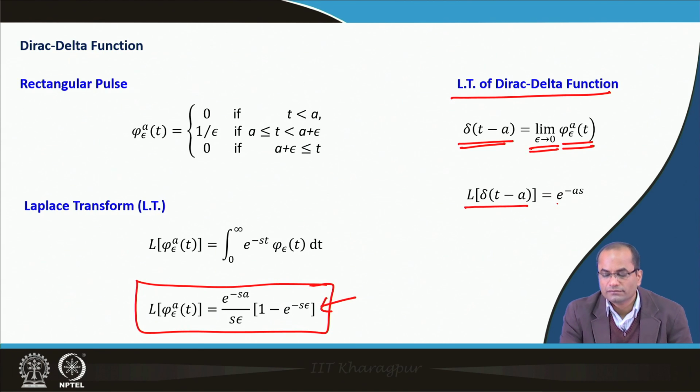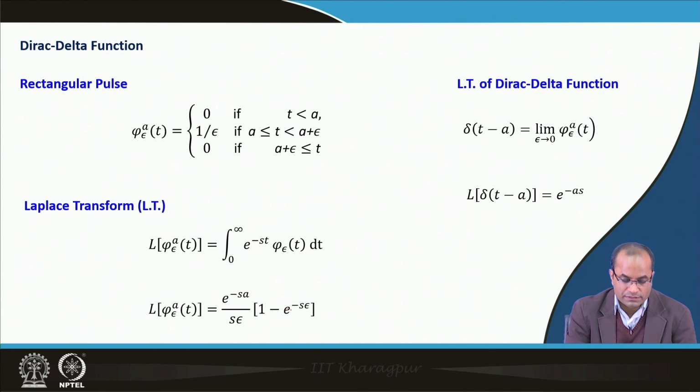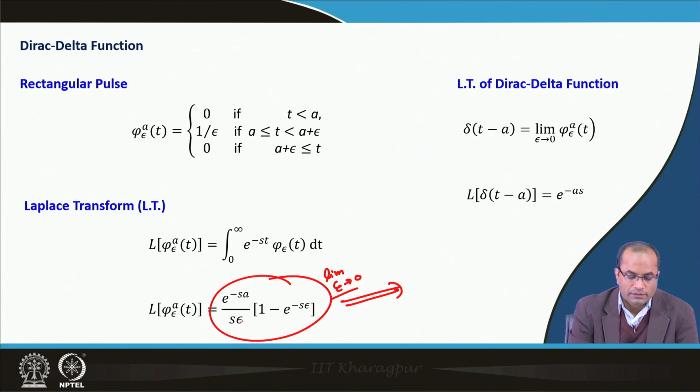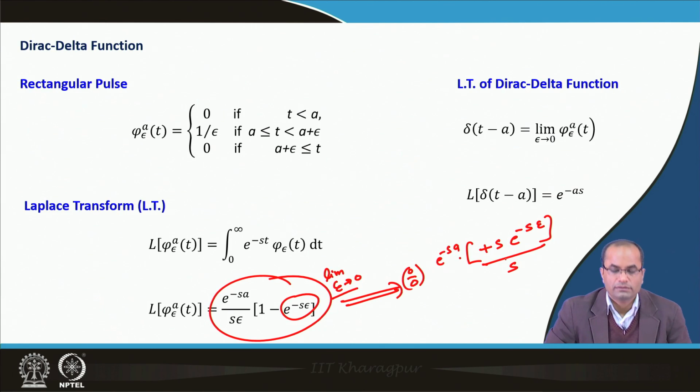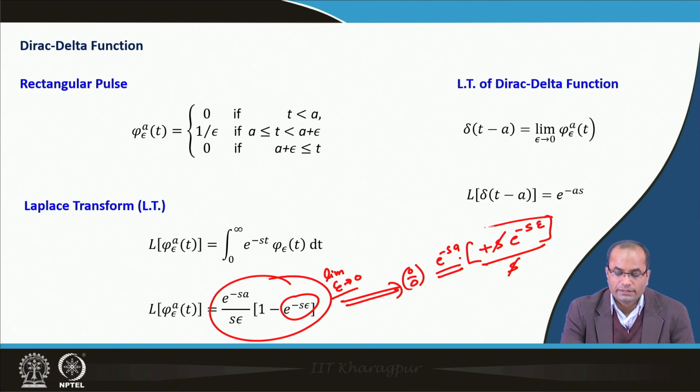The Laplace transform of the Dirac delta function will come as e power minus a s. How to get this? We just set the limit and consider what happens when epsilon goes to 0. When epsilon goes to 0, e power minus s epsilon goes to 1, so we get 1 minus 1. So, we get a 0 by 0 form when epsilon goes to 0. Then we can apply the L'Hopital rule. That means we have e power minus s a, and there we differentiate: minus and minus will be plus s, we have e power minus s epsilon, divided by s, and the derivative of epsilon is 1. So, this s and s get cancelled. We have e power minus s a, and when we take epsilon to 0, this is 1. So, the limit will be just e power minus s a.